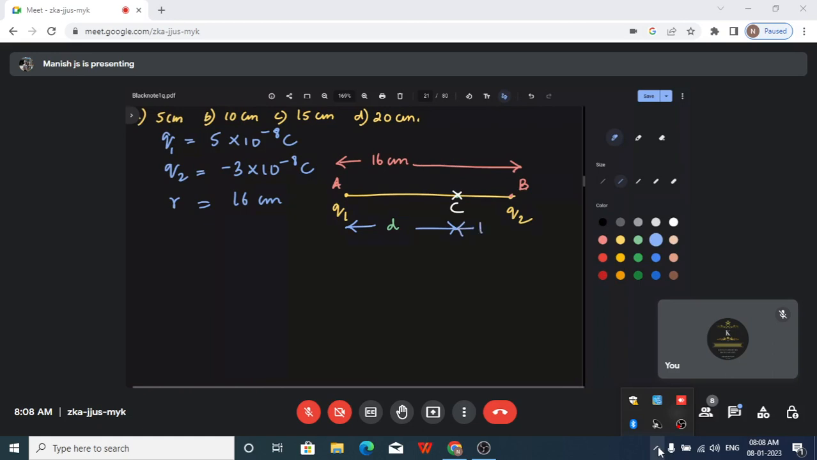16 minus D. Perfect. 16 minus D. புரிஞ்சுதுங்களா? So இந்த மாதிரி தான் நம்ம எக்ஸ்பிரஸ் பண்றோம். If this is D, that is 16 minus D. So that also I am writing it down. Okay, that is 16 minus D.